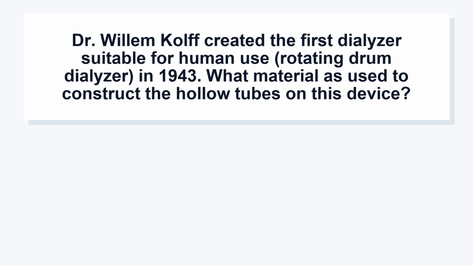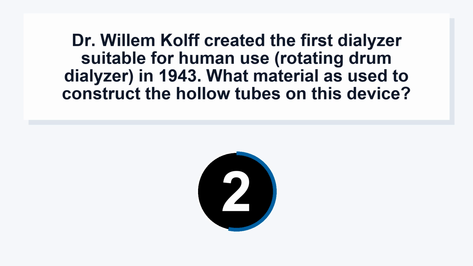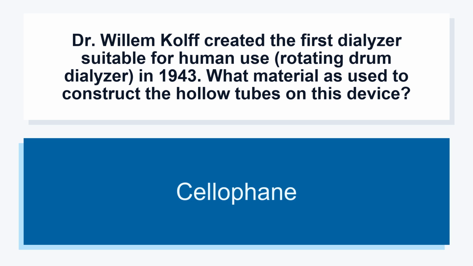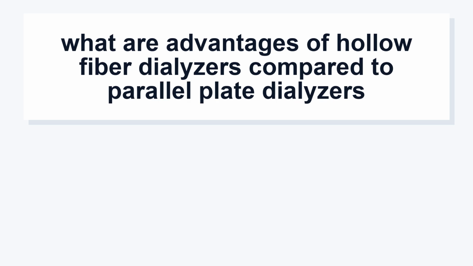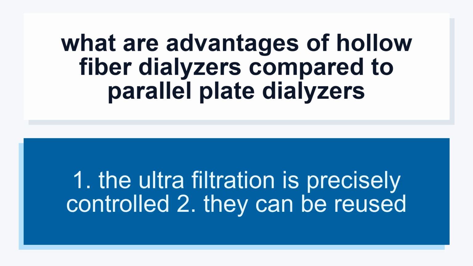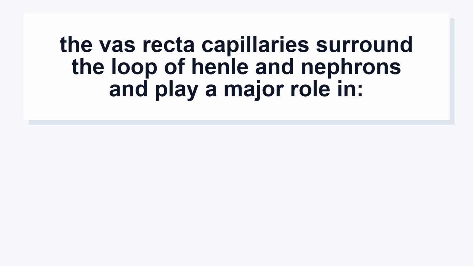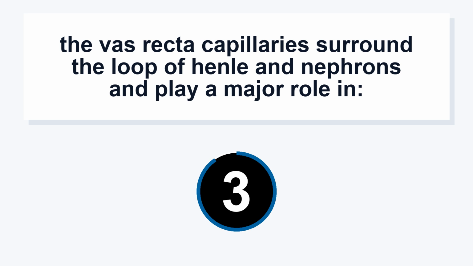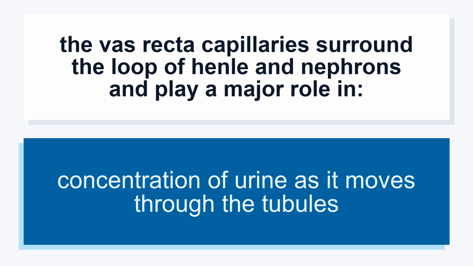Dr. Willem Kolff created the first dialyzer suitable for human use, the rotating drum dialyzer, in 1943. What material is used to construct the hollow tubes on this device? Cellophane. What are advantages of hollow fiber dialyzers compared to parallel plate dialyzers? 1. The ultrafiltration is precisely controlled. 2. They can be reused. The vasa recta capillaries surround the loop of Henle in nephrons and play a major role in concentration of urine as it moves through the tubules.